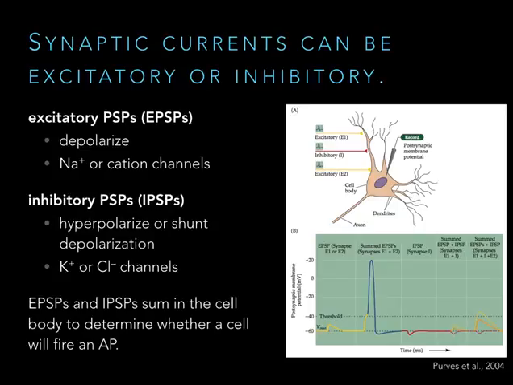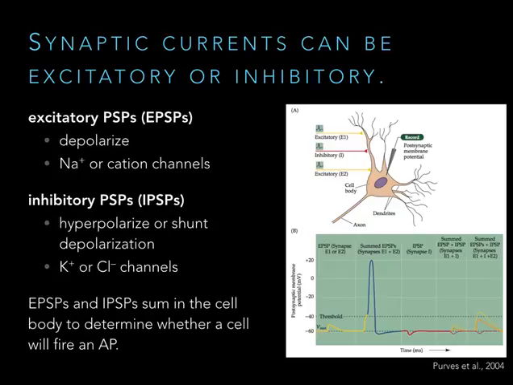Whether you have excitatory or inhibitory conductance, that's going to determine whether or not the neuron then fires another action potential. So the excitatory postsynaptic potentials, or the EPSPs, are going to depolarize the cell. That's caused by sodium channels, which reverse at roughly positive 56 millivolts, or non-specific cation channels, which reverse at 0 millivolts. Both of those are sufficient to depolarize the neuron above threshold.